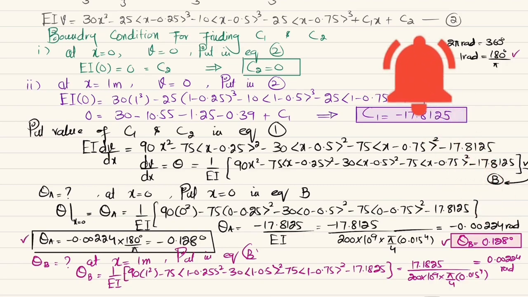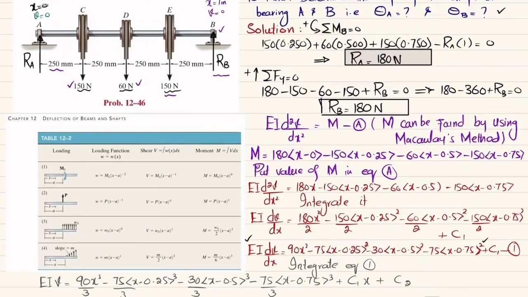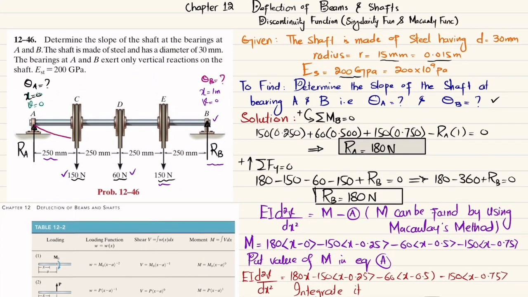So this is a plus value and this is minus. This minus means it is clockwise, so I will write clockwise, and this will be the counterclockwise direction. If I show you over here, let this be the angle. This angle is theta A, which is minus 0.128 degrees clockwise, and this one is counterclockwise, theta B, which is 0.128 degrees.